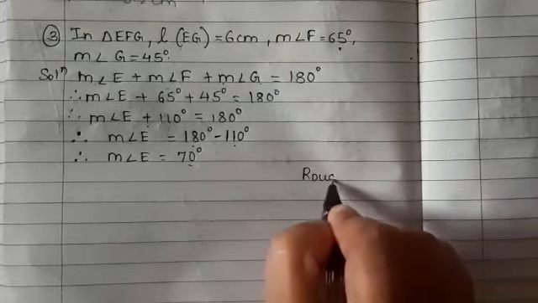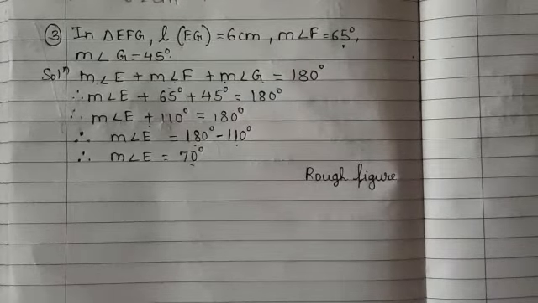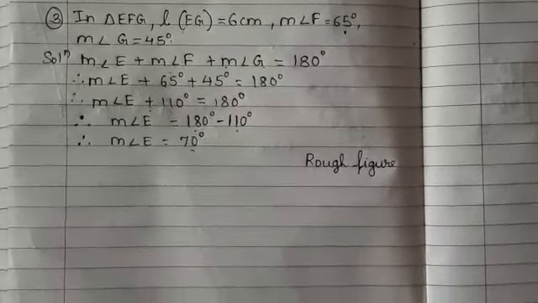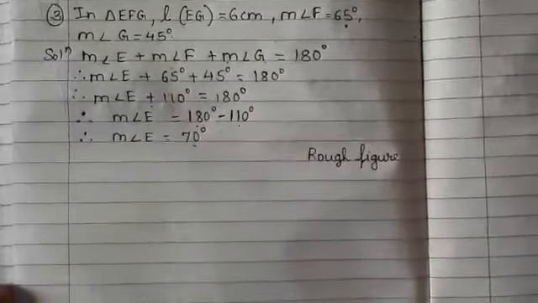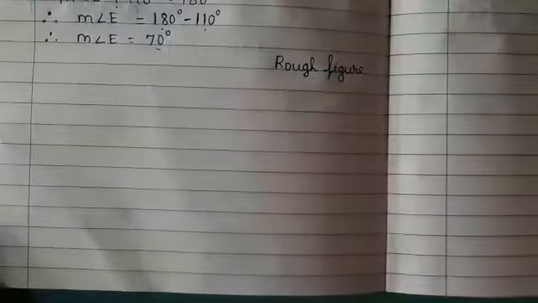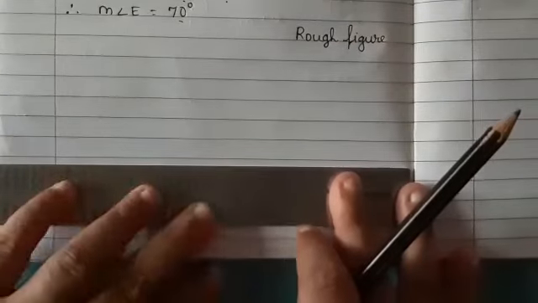See, rough figure. From the rough figure you will get an idea how to construct the main figure. Before that, write down this, or you can take a screenshot. Yes. So did you take a screenshot? Okay. Now we will construct the rough figure. So here is the rough figure. For that I will take scale and pencil, and first we need EG 6 centimeter. So I will show you.